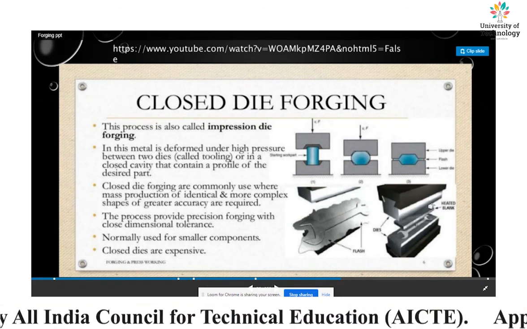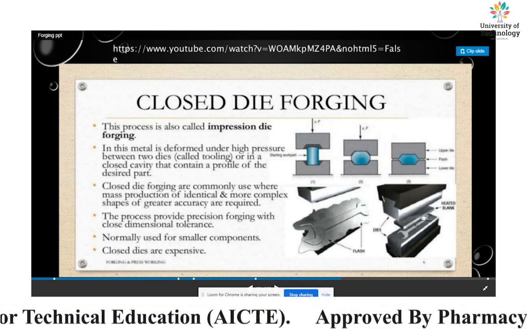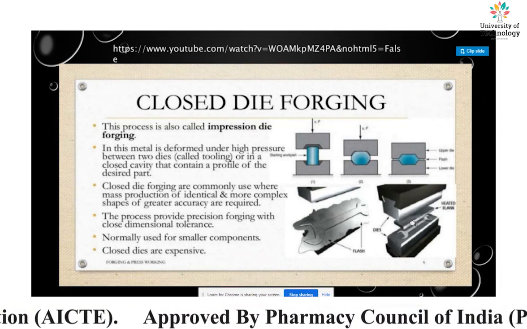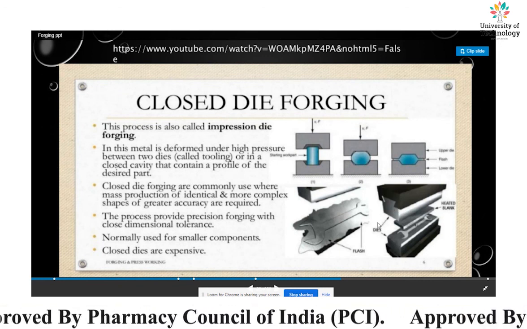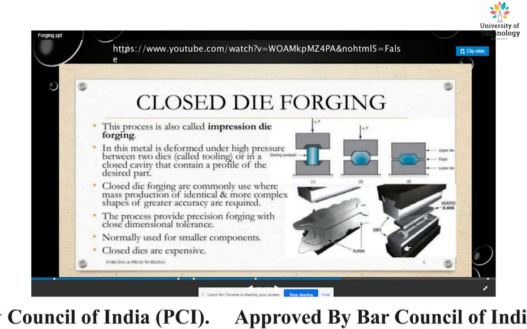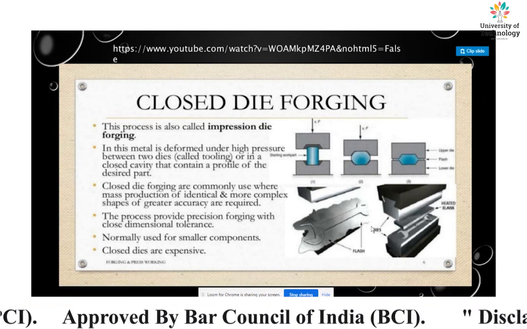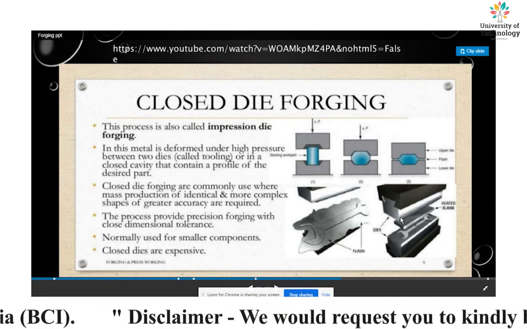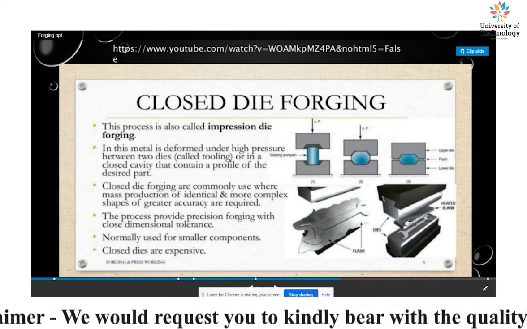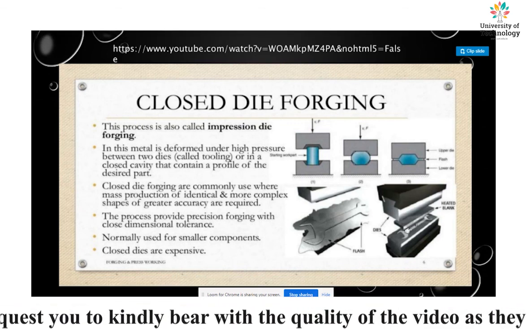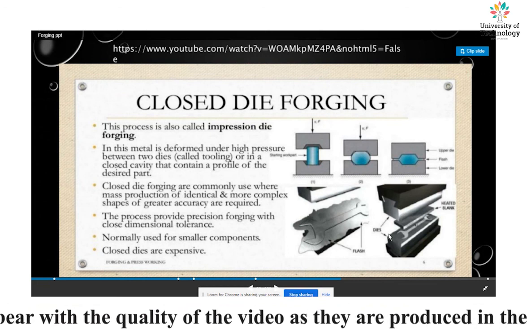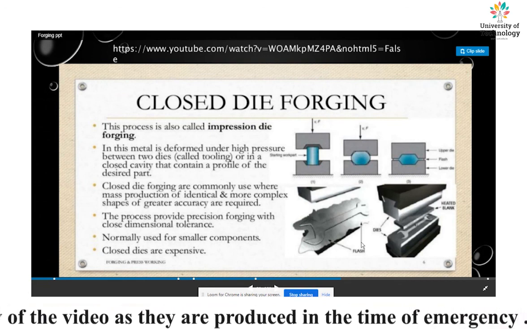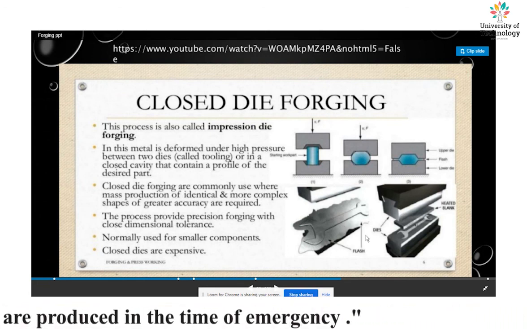You can see that is the heated blank in between dies, and that is the upper part of the dies, and that is the bottom part of the dies, with the die in the shape of a spanner here, and the heated blank is inserted here, pressed by the dies, and produces the spanner like this. That is an example of closed die forging.